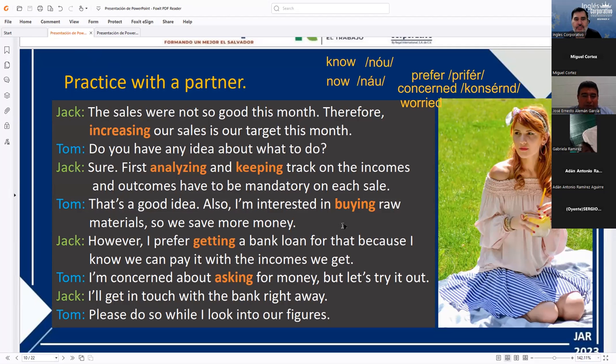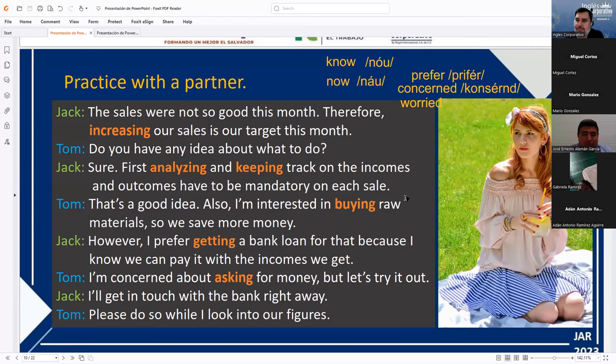Do you have any other questions about the conversation? Miguelito? Questions about the conversation? Mario? Figures, or how do you say? Figures, uh-huh. When you say, teacher, what are figures? Numbers, the numbers.